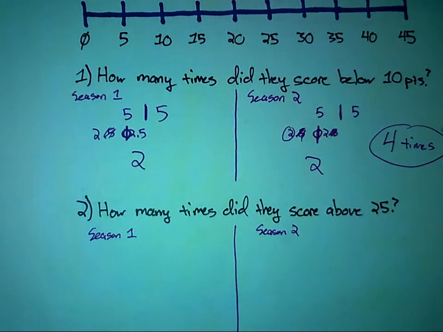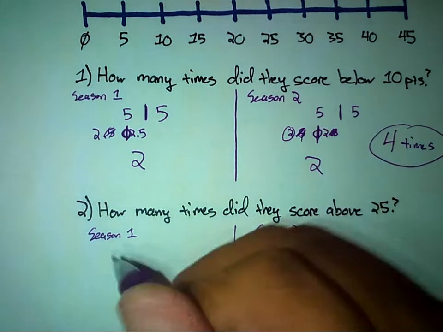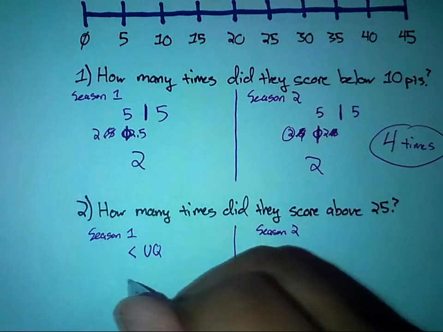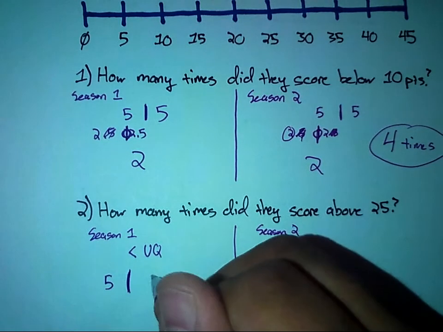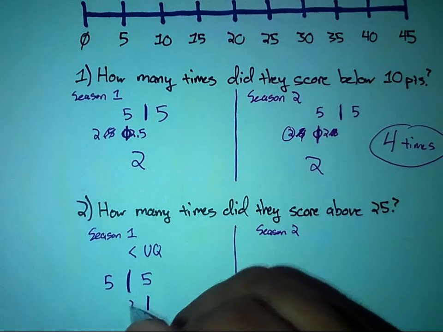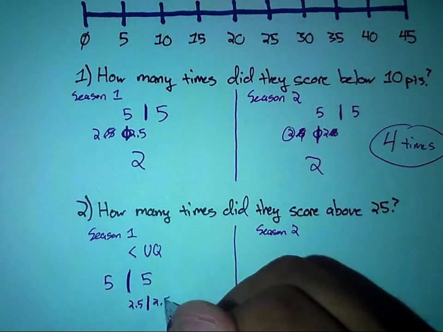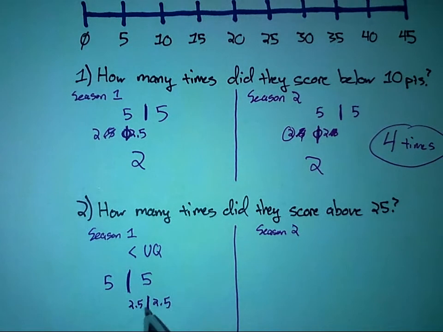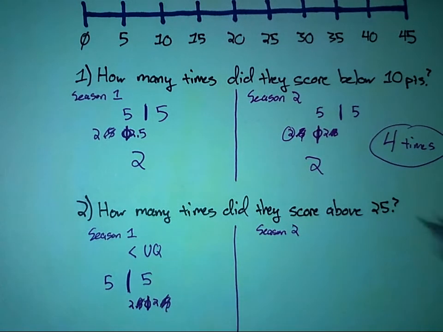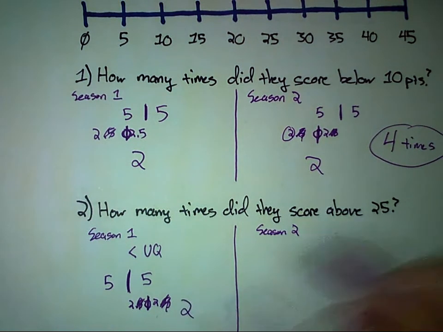So for season 1, what we're looking for is above 25, so that was greater than the upper quartile. Again, we split the data in half, 5 and 5. We're focused on the upper quartile, which splits to 2.5 and 2.5. As you're probably catching on, you can't have half a game, which means that data point is part of the median. So there are 2 games above the upper quartile. So for season 1, it was 2 games.